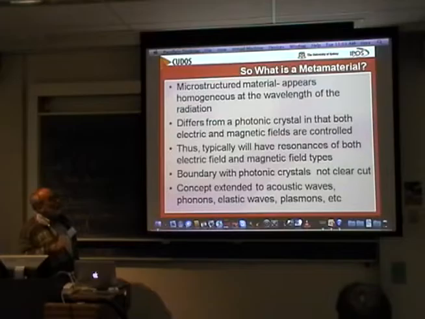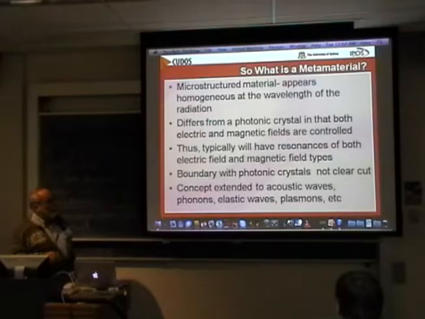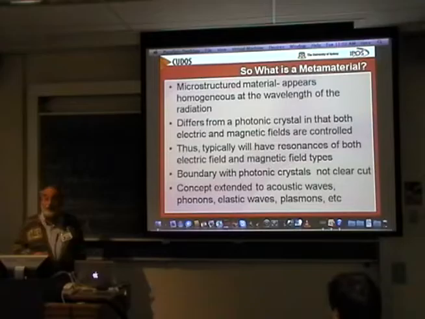As well as talking about photonic crystals and structures with epsilon and mu negative, you can extend the concept behind metamaterials to acoustic waves, phonons, elastic waves, plasmons, etc. Like the concept of a photonic crystal and band gaps in photonic crystals, the concept of negative refraction and metamaterials has been demonstrated even for water waves. So it's a general wave phenomenon.